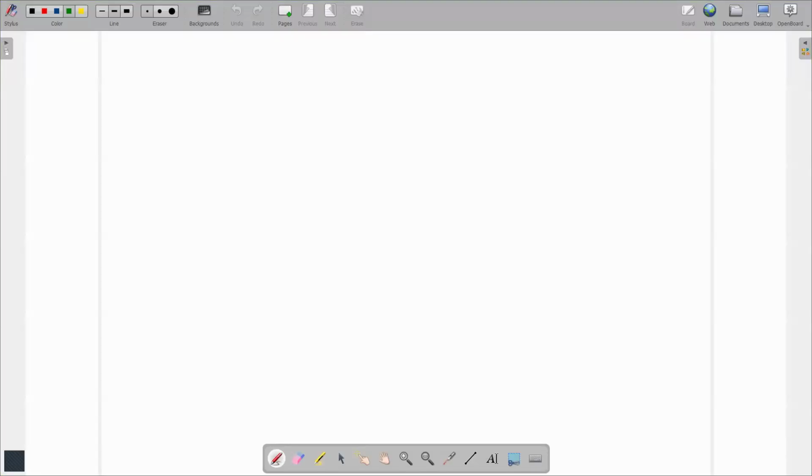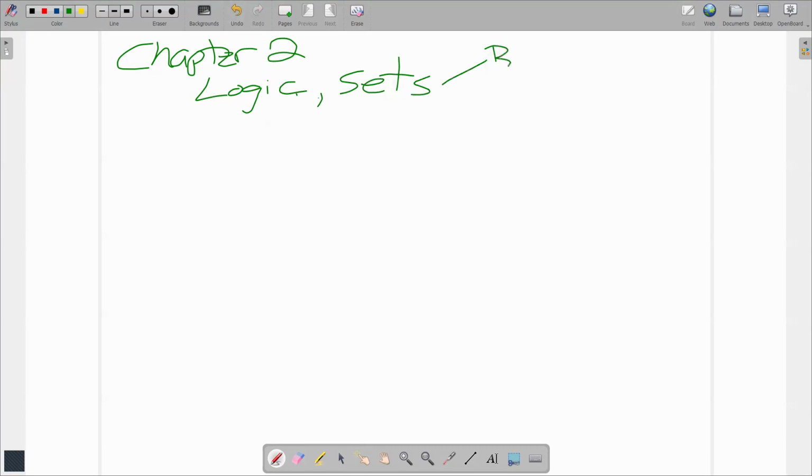All right, so we are now in chapter 2. Chapter 2 has two parts. One is logic, that's in section 1. And then sets. And sets has two parts to it, basics about sets, and then set operations. It's going to take us a week and a half to go through this, and at the end of next week, we're going to have our first exam on chapters 1 and 2.